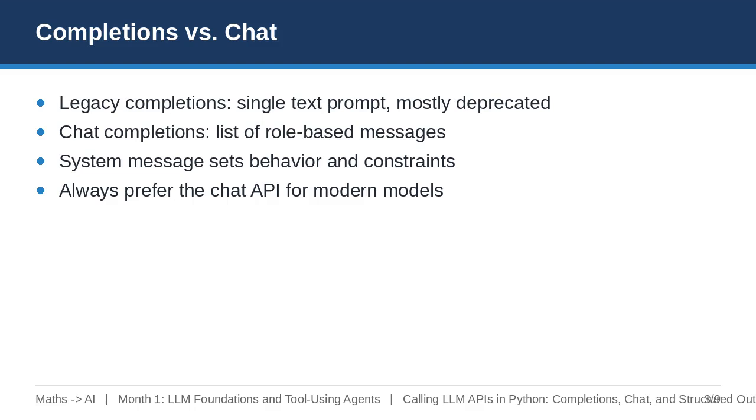There are two API families. The legacy completions endpoint takes one text prompt and continues it; it's effectively obsolete. The chat completions API takes a list of messages tagged with roles like system, user, and assistant. The system message is where you define the assistant's behavior. For all modern instruction-tuned models, use chat.